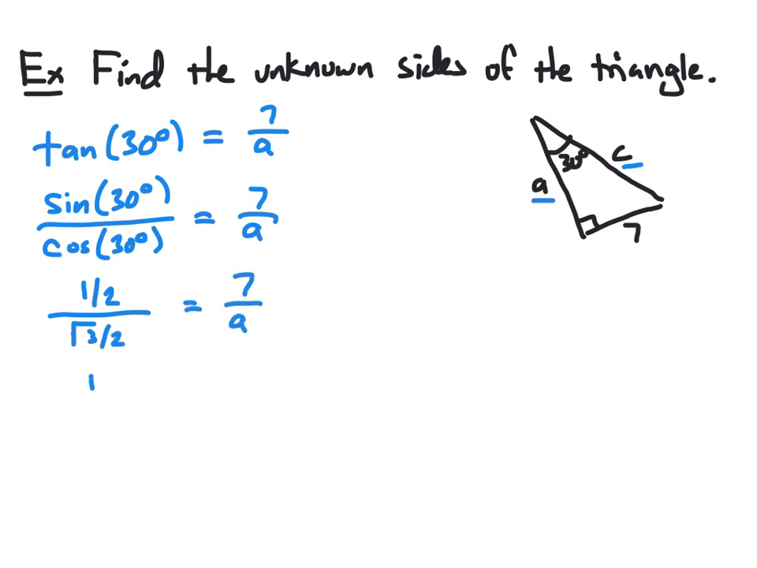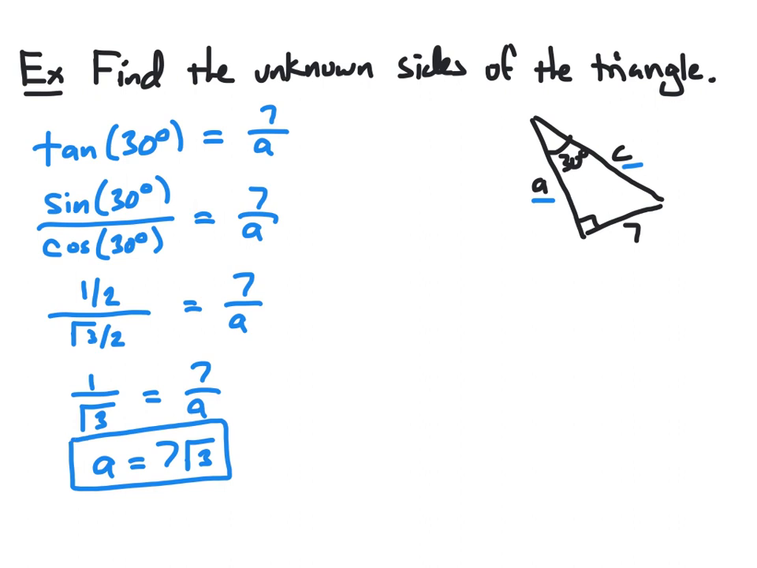And so we obtain that 1 over square root of 3 is equal to 7 over A. At this point, we can cross multiply to see that 1 times A, or A, is equal to 7 times the square root of 3. And so the side labeled A has length 7 square root 3.